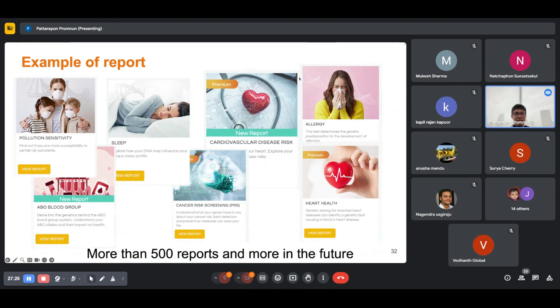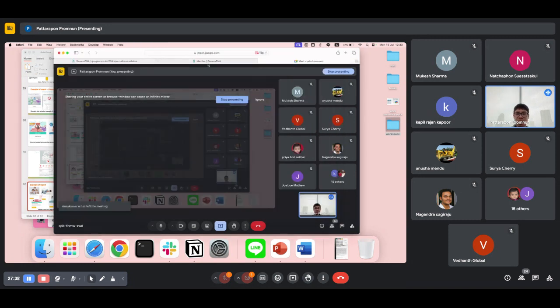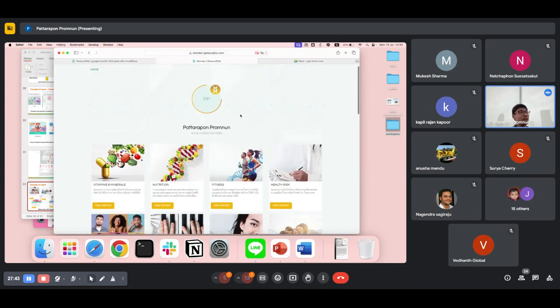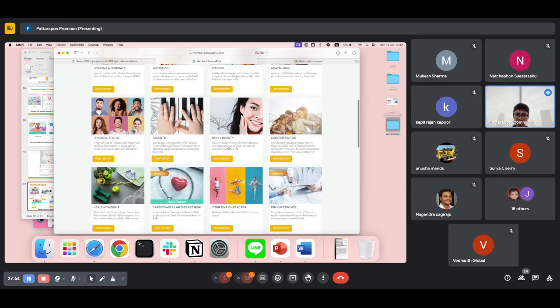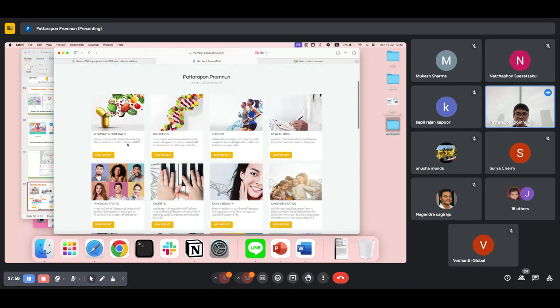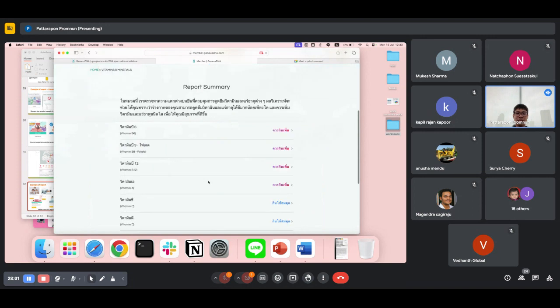Okay, and here are other reports, and I will show you in the applications. Okay, let me show you the applications that I access on the website. We can access the application from either a website, web-based, or on a mobile phone. And like I said, we have so many reports. Let me click, for example, the first report, vitamin and mineral, that I have already presented here.